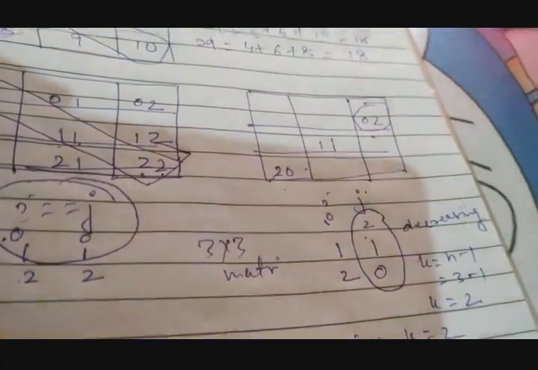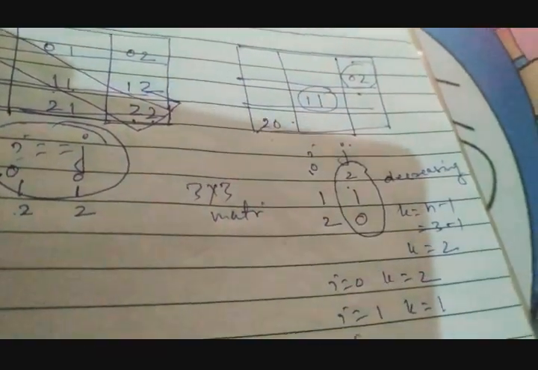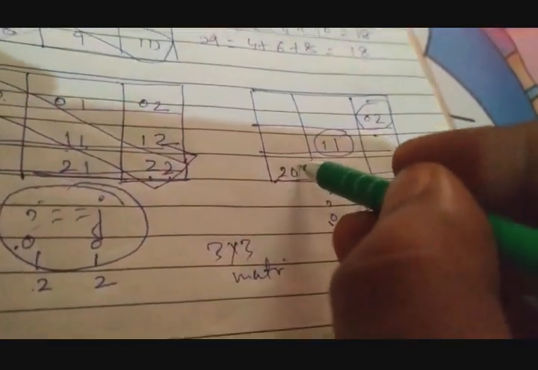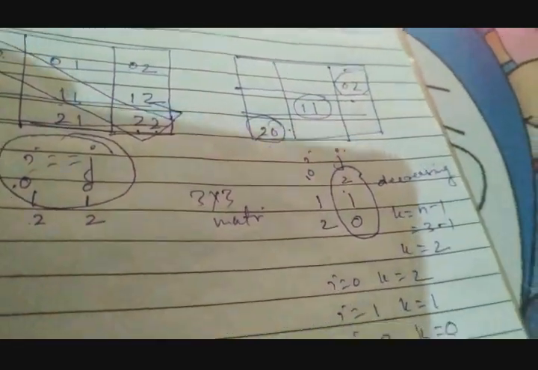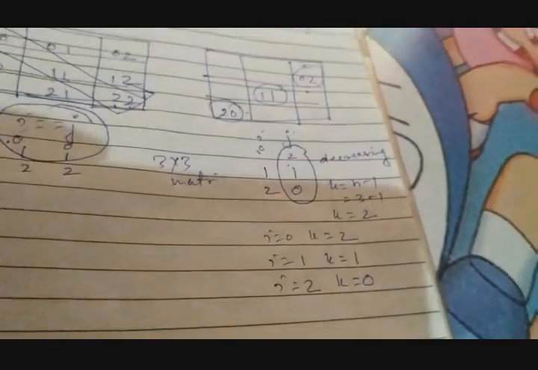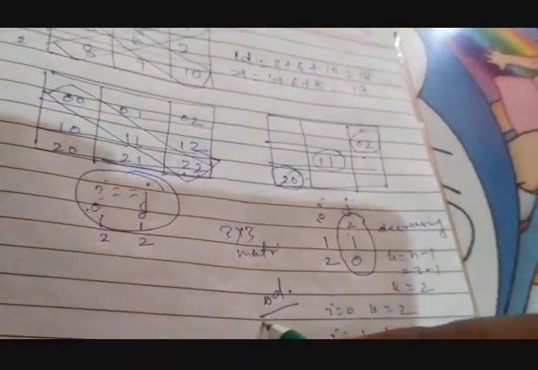i becomes 1, k becomes 1. So we can get this. Then again i increments to 2, k decrements to 0. We get this. It is one way of finding a right diagonal. This is how we can find the right diagonal.